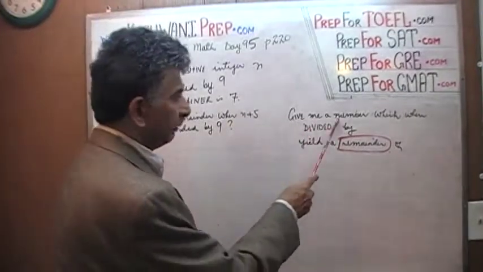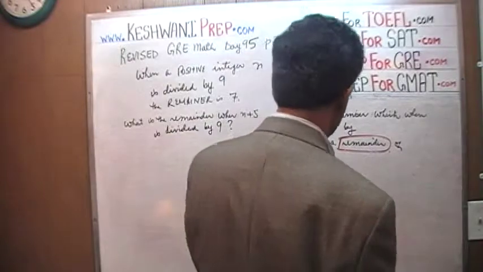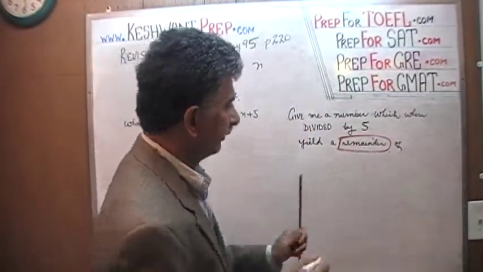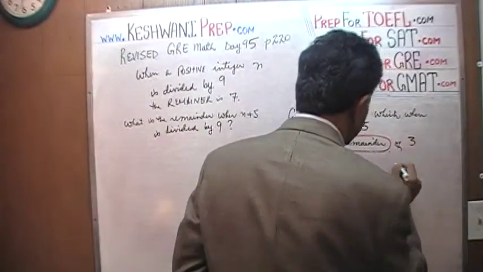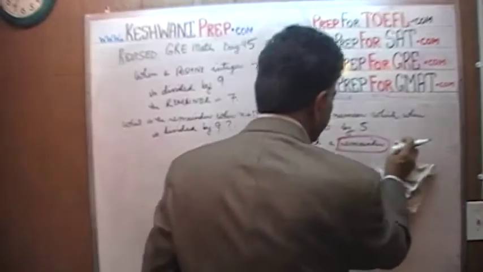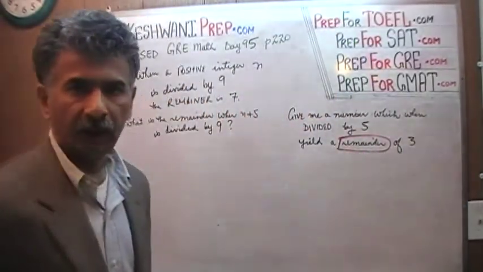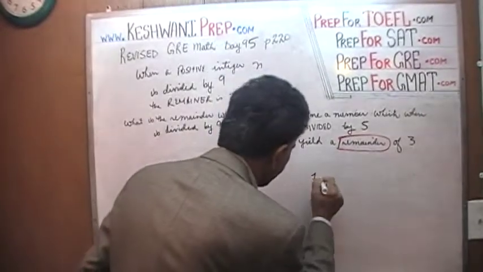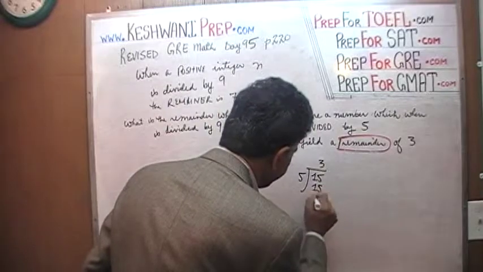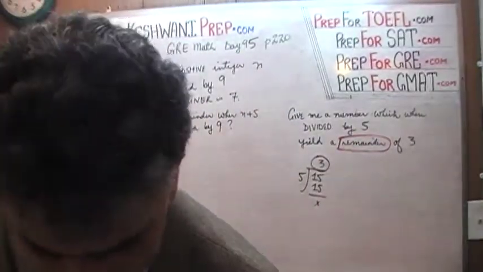So here's the problem. Here's what I'm asking you. Give me a number which, when divided by 5, yields a remainder of 3. Can you think of a number which, when divided by 5, gives us a remainder of 3? How about 15? 15 divided by 5 gives us 3, doesn't it? It does give us 3, doesn't it?